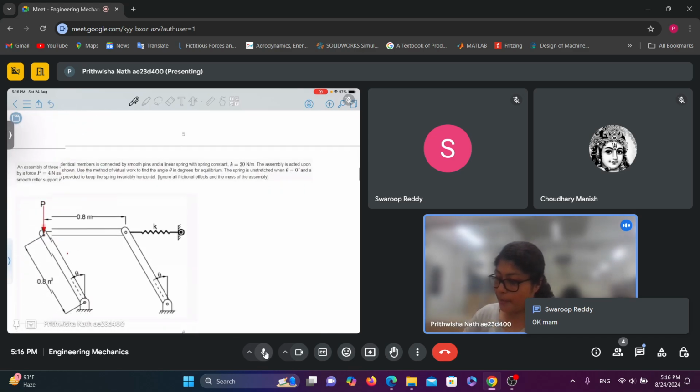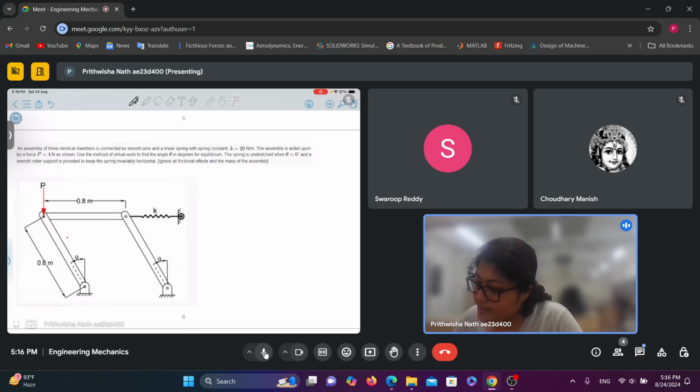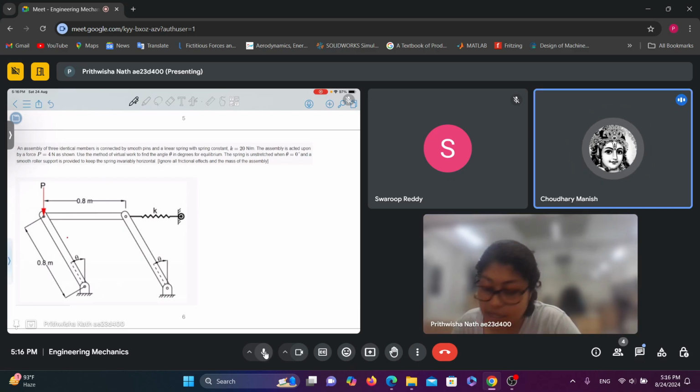So the next question. An assembly of 3 identical members connected by smooth pins and a linear spring with spring constant K equals 20 Newton per meter. The assembly is acted upon by a force P equals 4 Newton as shown. Use the method of virtual work to find the angle theta in degrees for equilibrium.